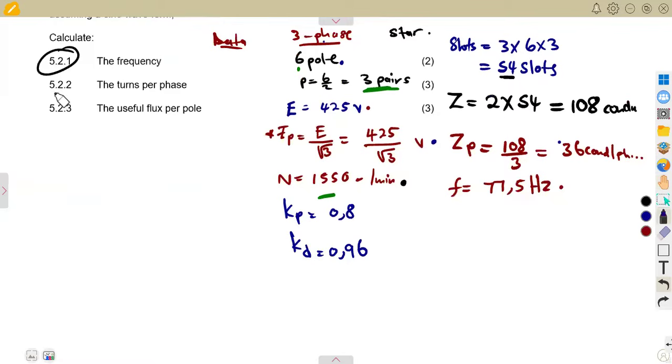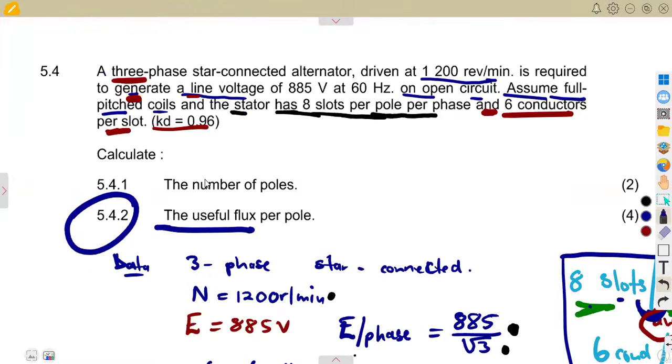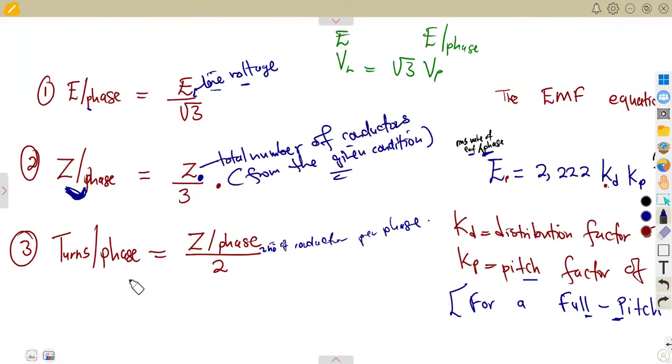All right. The turns per pole. Okay, about the turns per pole, we talked about this. If you check here, I talked about this. The turns per pole is the one they tend to talk about, which is the turns per phase.